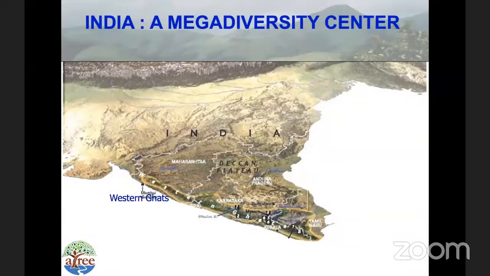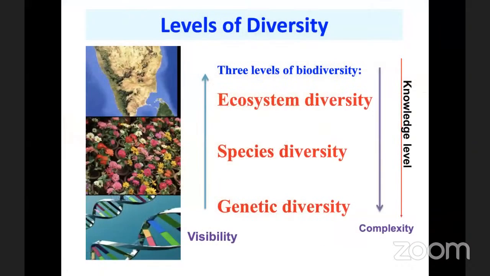As you know, India is a mega diversity center, and we have about 4 biodiversity hotspots in the country. If you look at the diversity, we have 3 levels of biodiversity. One is ecosystem diversity, where you look at different kinds of ecosystems, whether it could be wetland diversity or tropical forest diversity, or things like that.